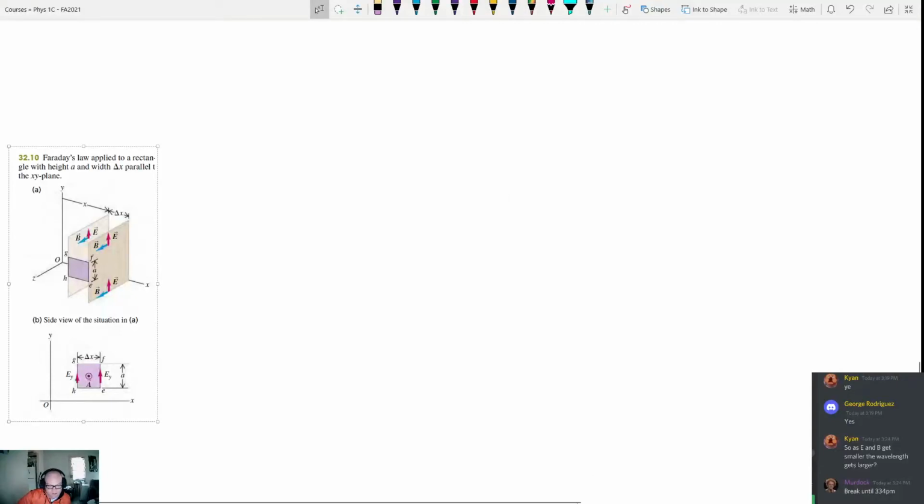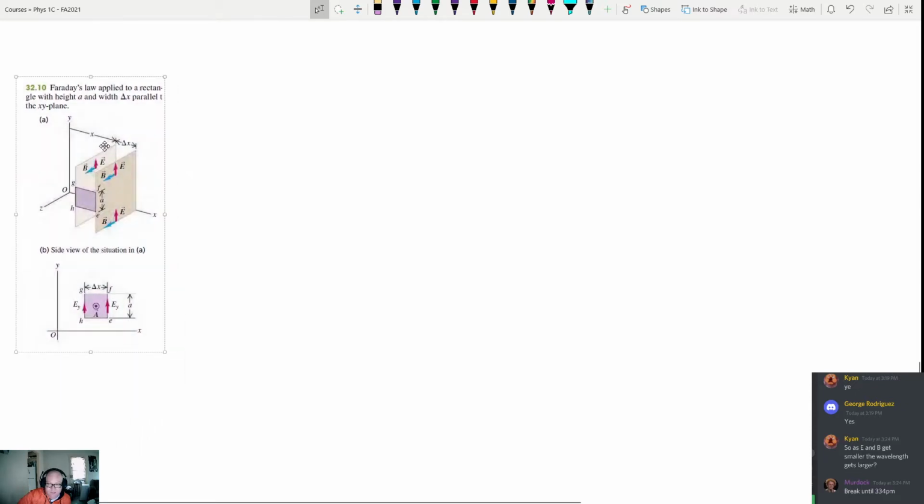Okay, this is the third and final hour for Physics 1C for December 6th. And now what we're going to do is we're actually going to apply Maxwell's equations, Faraday's law, and Ampere's law to our plane waves and see what we get from that. So this is a picture over here on the left of how we're going to do this.